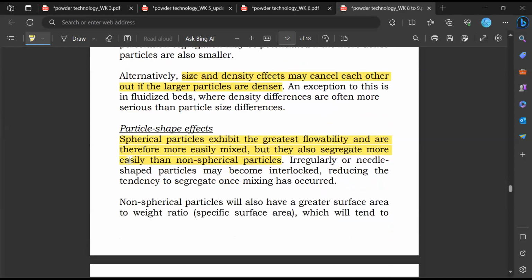Then you talk about the shape of the particle. Spherical shapes have more flowability and can be easily segregated compared to non-spherical particles. Non-spherical particles can interlock with each other, and it's not easy to segregate those out. So if it's more spherical, they have a greater flowability and can easily be mixed, but they also segregate out easily.